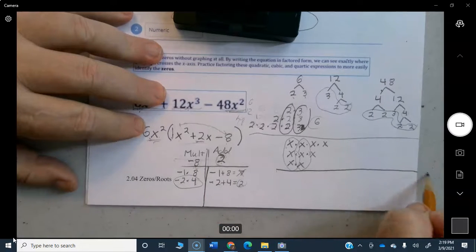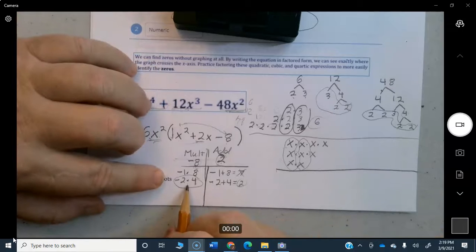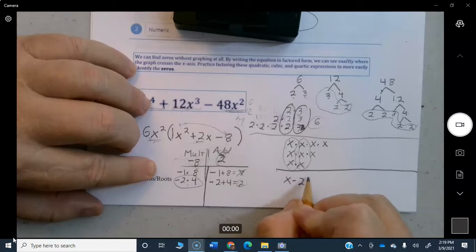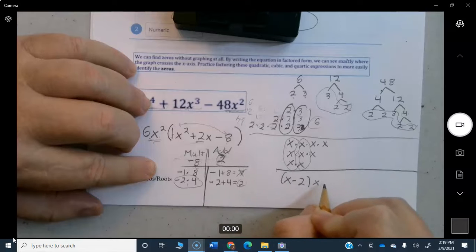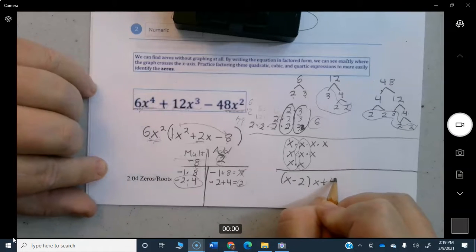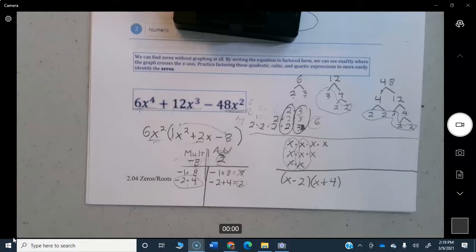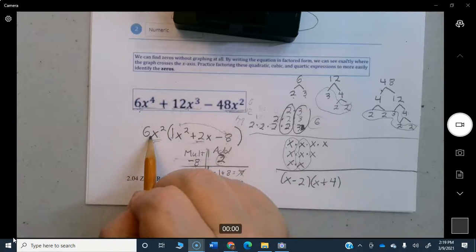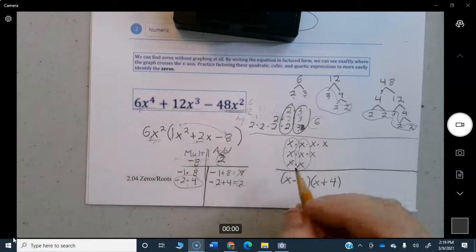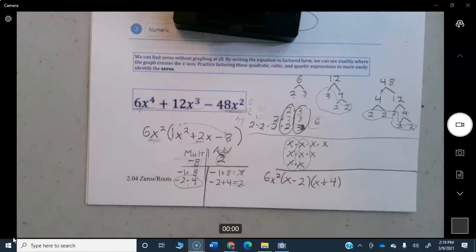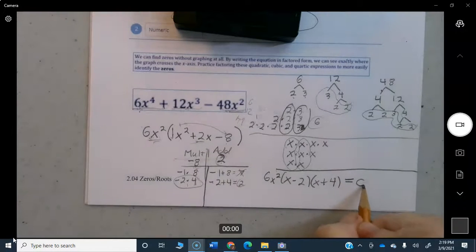I'm going to come over here and just create some space for myself. So this is going to factor into x minus 2 times x plus 4. Okay. And this is what we got out of that, so this is going to go out in front, 6x squared. So now we're going to set this equal to 0.